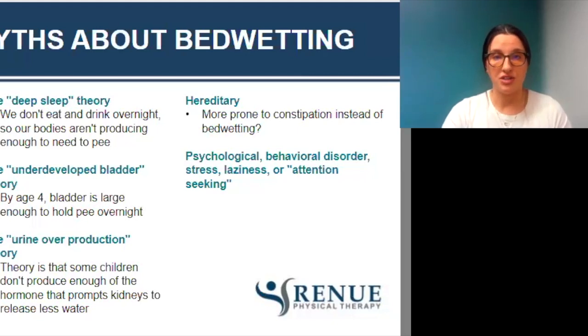The urine overproduction theory is the theory that some children don't produce enough of the hormone that prompts the kidneys to release less water. No studies have shown this. There's a medication that tricks the kidneys into making less urine. If this was the cause of the bedwetting, there would be a significant improvement when kids are taking this, but it has only been shown to have a 30% success rate. So that's not necessarily the cause.